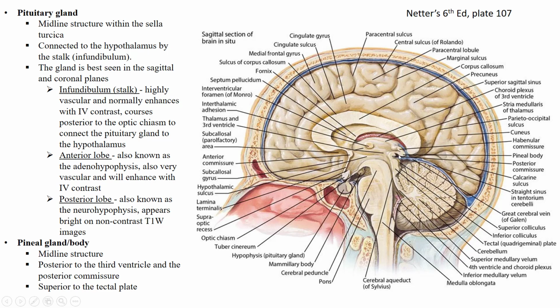So the pineal gland is a midline structure, posterior to the third ventricle, and posterior to the posterior commissure right here, and again we mentioned that it is superior to the tectal plate. We're going to see on the next images some midline sagittal MRIs, and the posterior portion of the pituitary gland is normally bright on a T1 weighted image without contrast. The anterior portion is not, but the posterior portion is. So don't confuse that when you're starting to do MRI scans. It's always bright, even without the contrast. We're going to see that on the next slide.